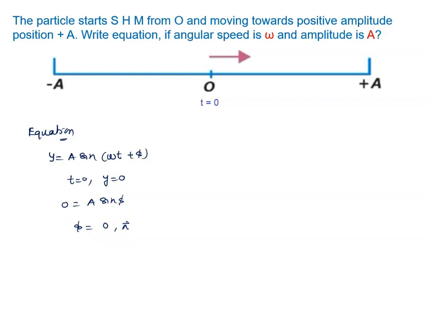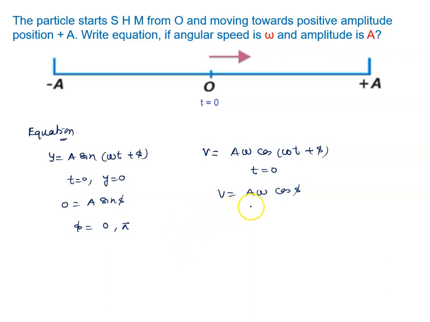Okay. Now out of 0 and pi, which value will we select? It will be decided by the velocity condition. अगर आप velocity देखो यहाँ पे तो velocity कितनी हो जाएगी, a omega cos(omega t plus phi). t की वैल्यू 0 पुट करो तो velocity हमारी आ गई है a omega cos phi.